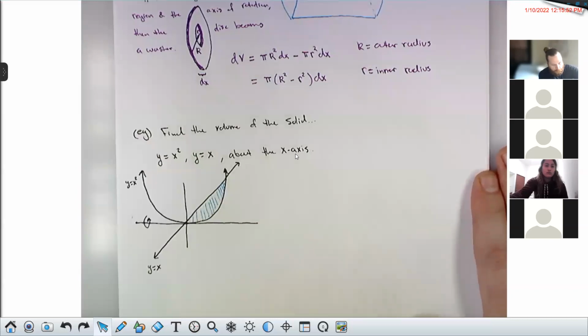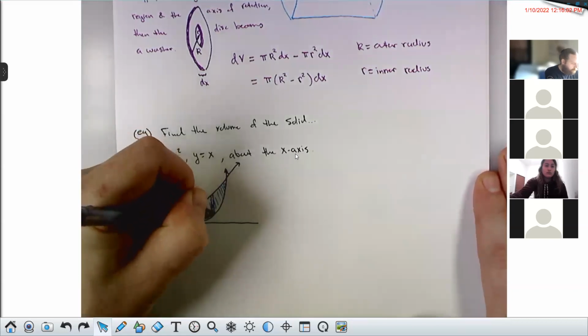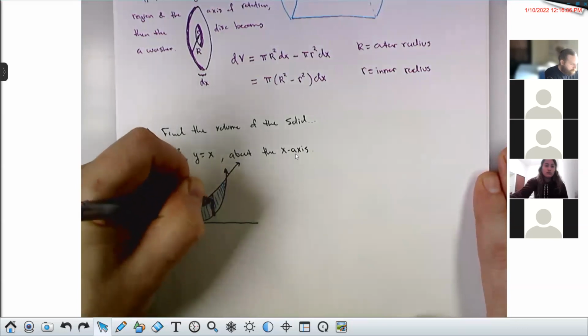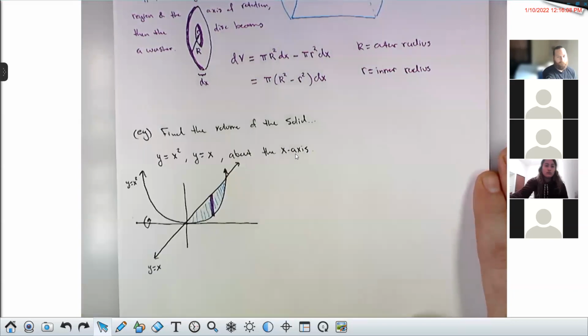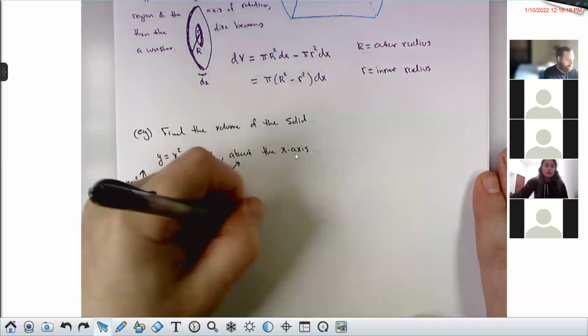And my first step towards finding the volume of the solid you get from this is to draw a little strip perpendicular to the axis of rotation. There's my little strip. All right, this is the y-axis. This is the x-axis.